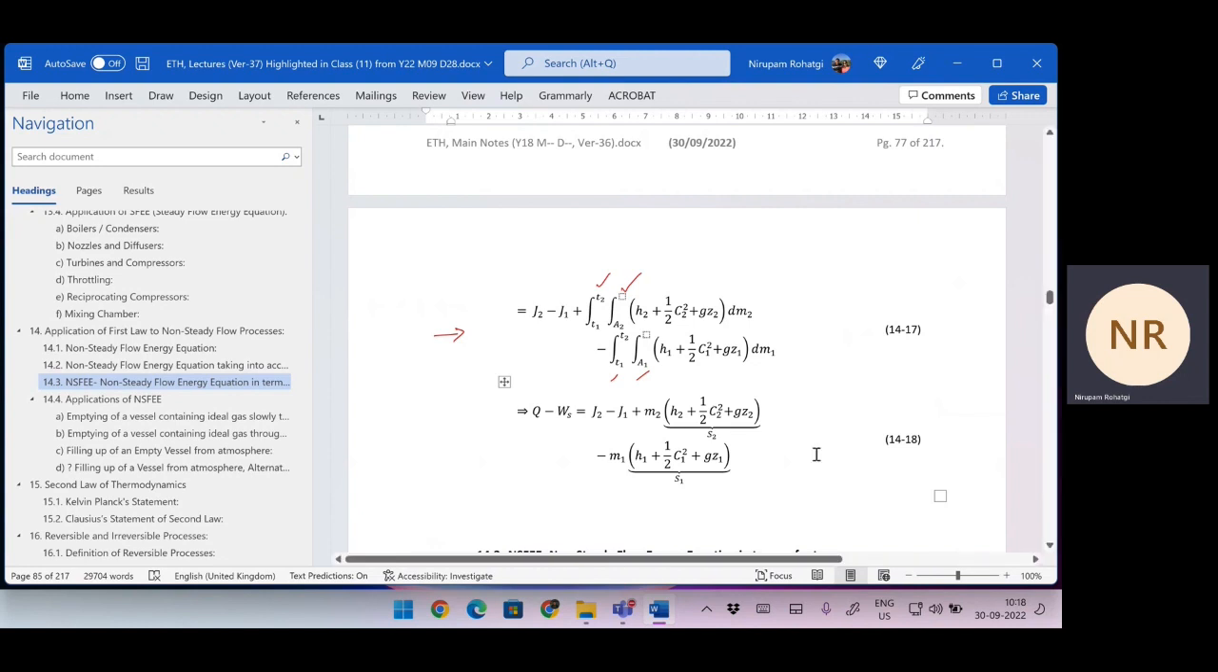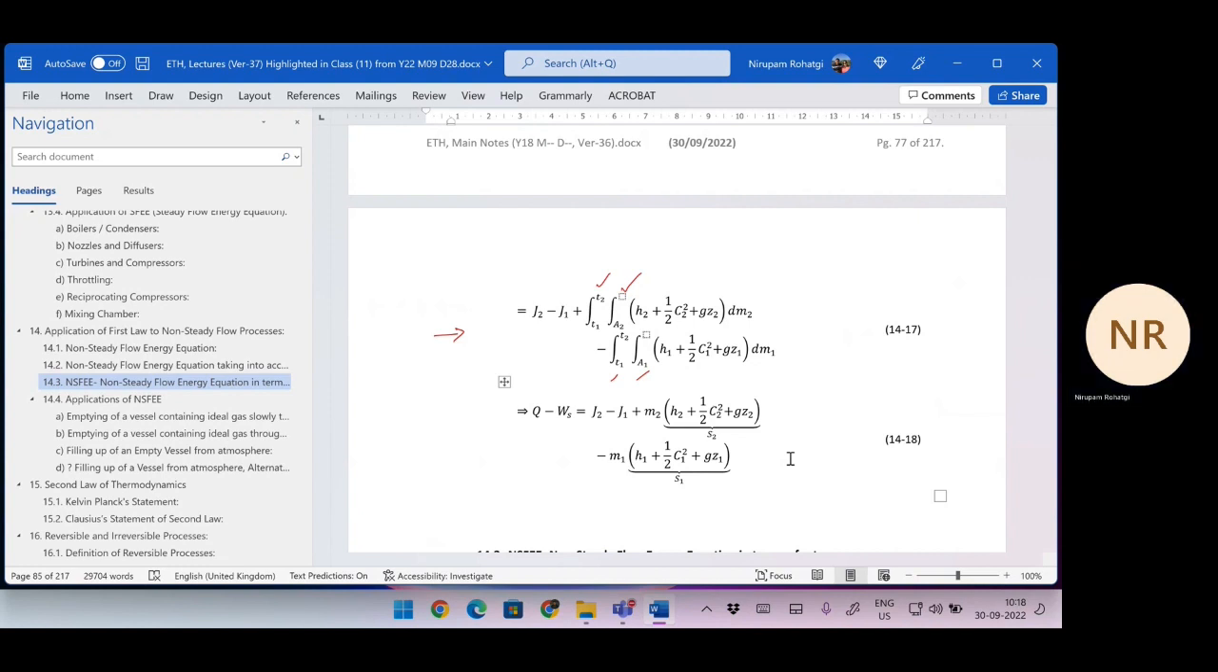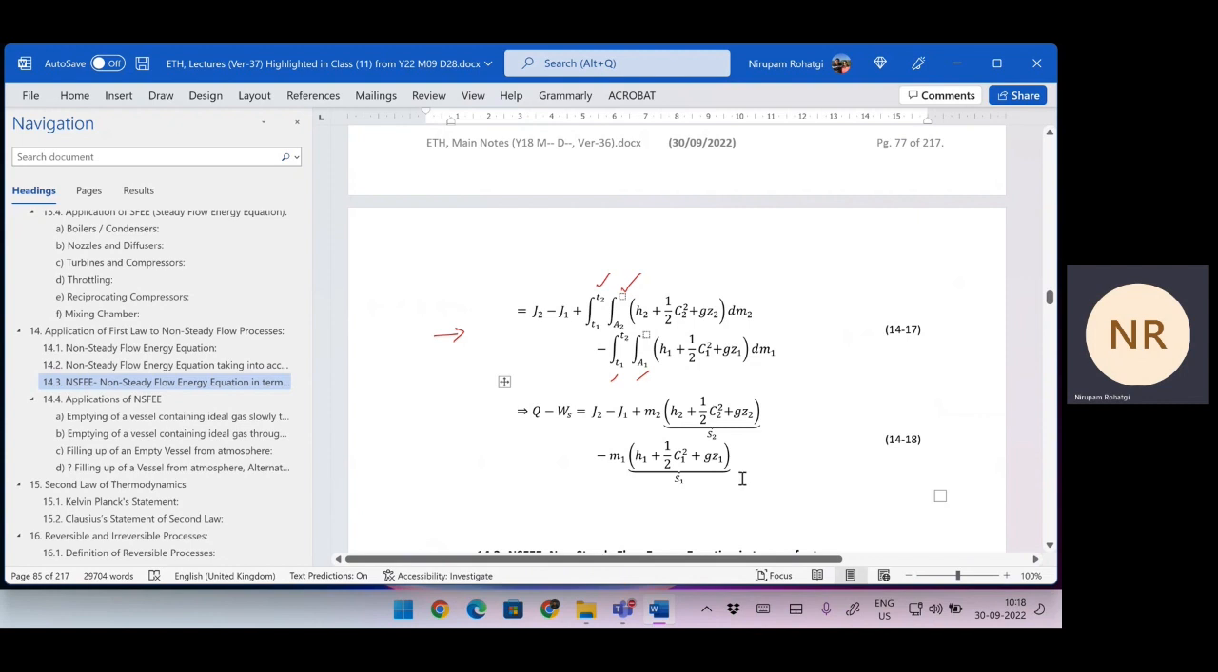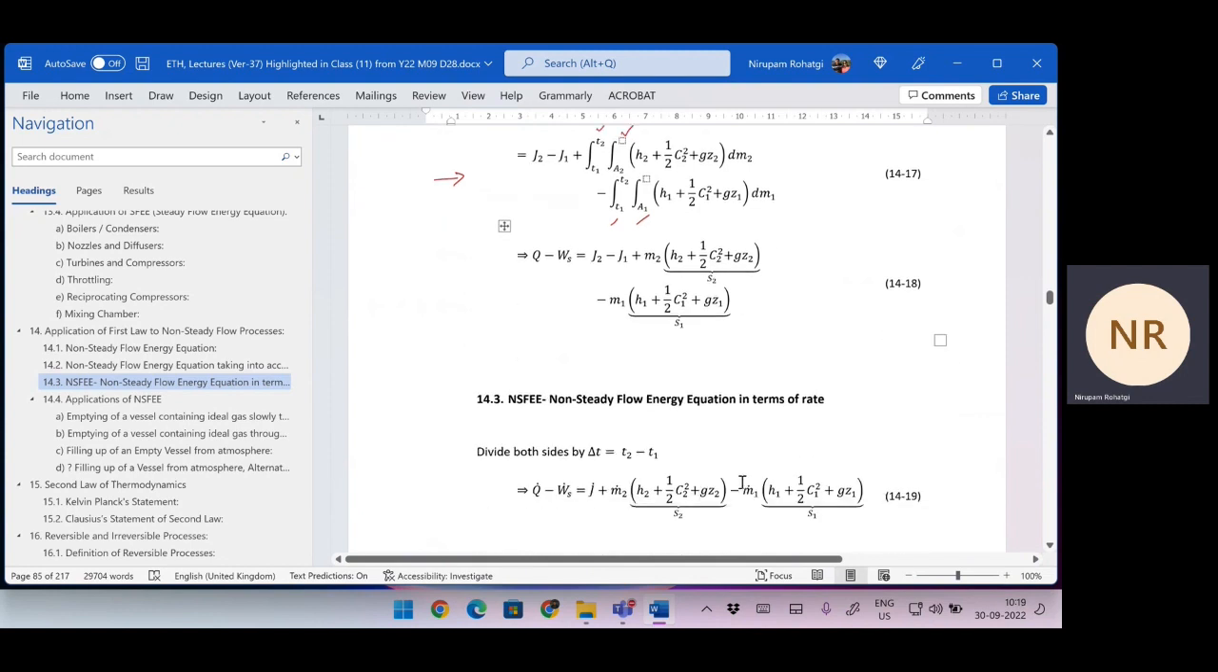But that would become a slightly more complicated equation. You can revert back to the earlier equation where we are thinking that at least in delta T the properties are uniform or constant. Okay, so let us apply this equation.